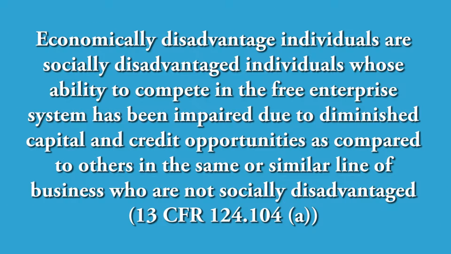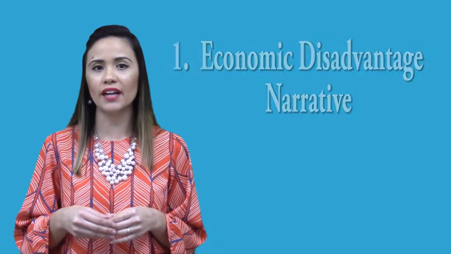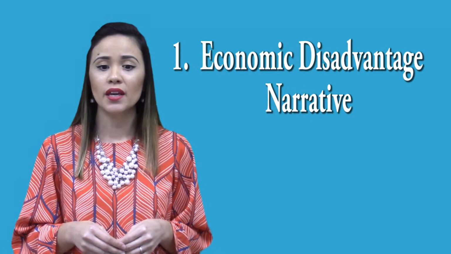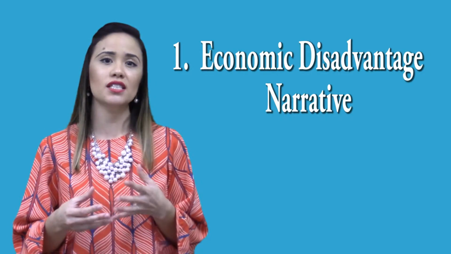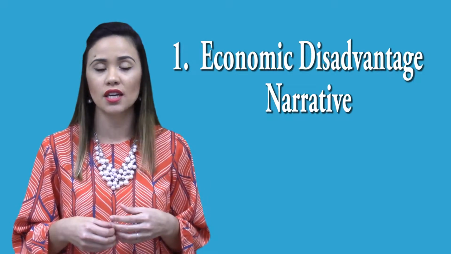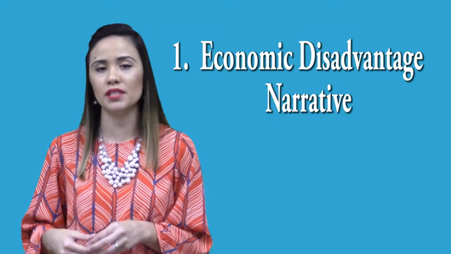So here is the definition of economically disadvantaged. In short, these individuals have experienced difficulties in competing in the business world because of their identity as members of a specific group. These groups include, but are not limited to, Native Americans, African Americans, Asian Pacific Americans, and Hispanic Americans. As part of the 8A application process, the SBA will look at a couple of things. First, they'll look at your economic disadvantage narrative. In this narrative, you would list specific instances in which you've experienced challenges in getting into and succeeding in business.